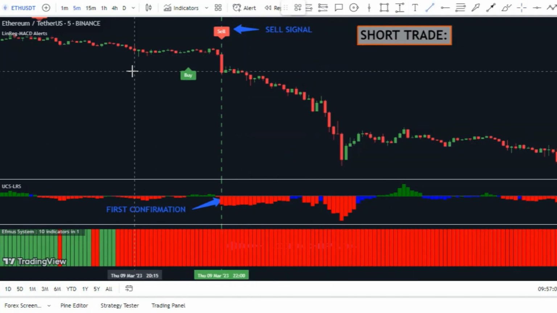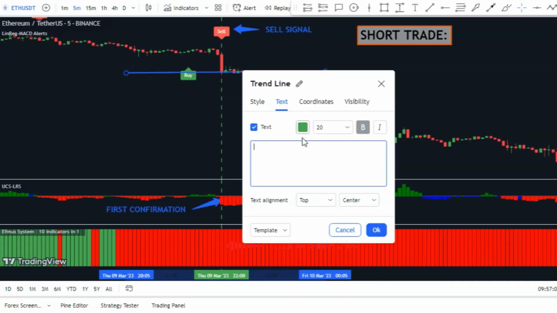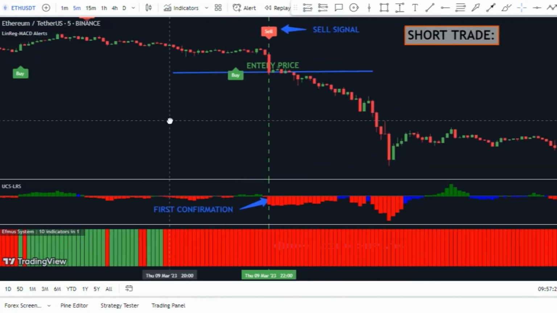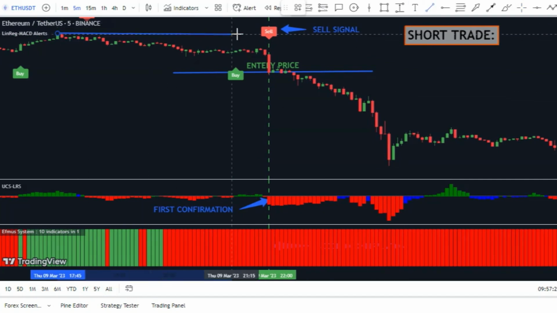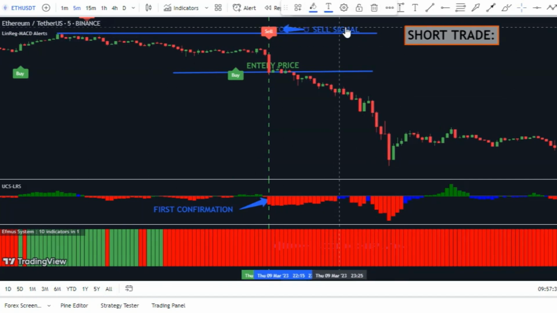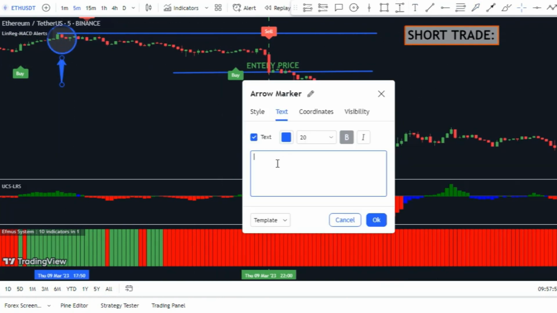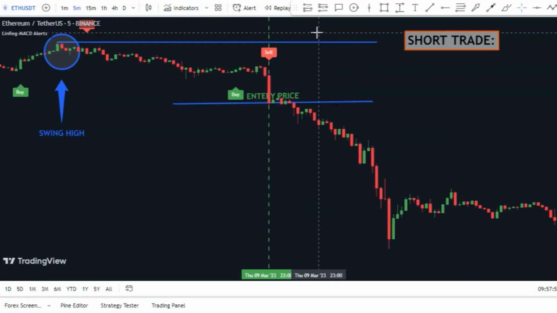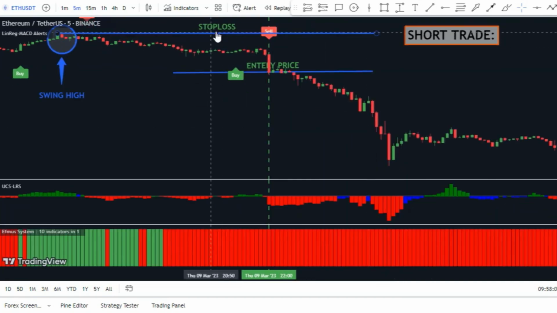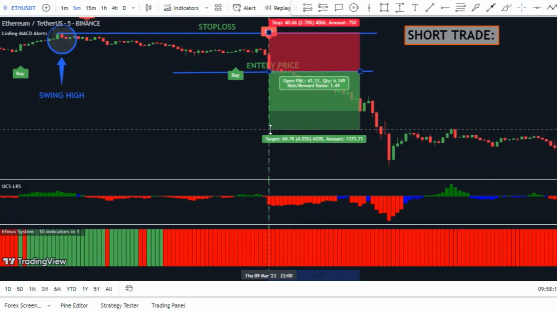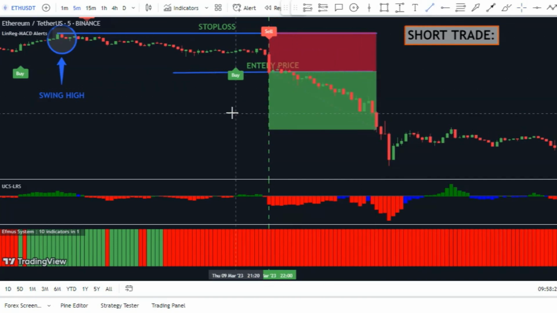Once you've confirmed the sell signal, enter the sell trade at the close price of the signal candle. Then place the stop loss above the swing high. And adjust the risk-reward ratio to 1 to 1.5.